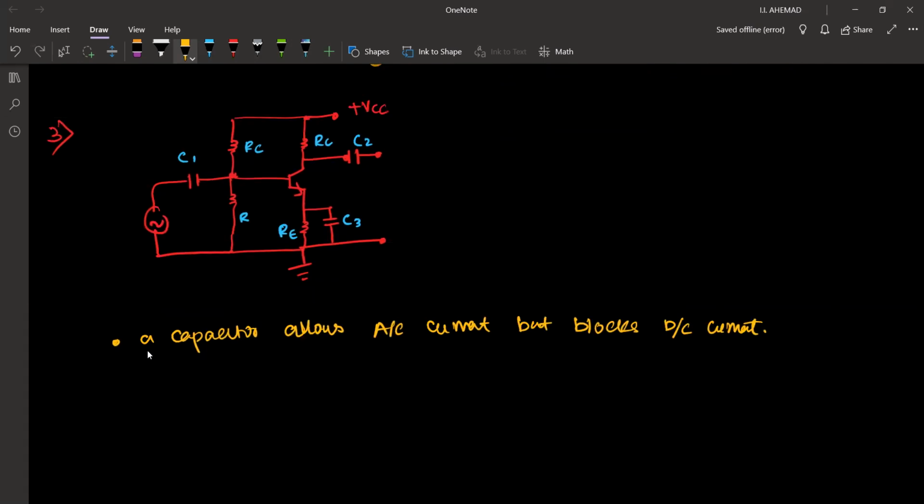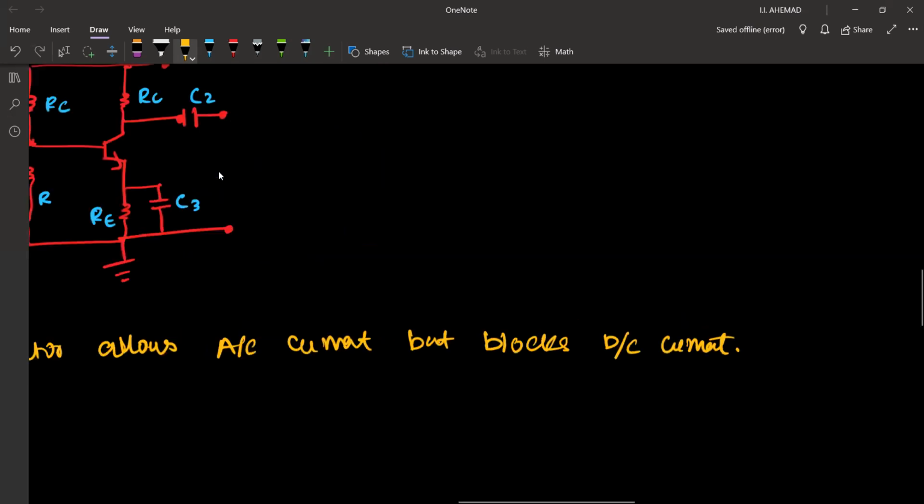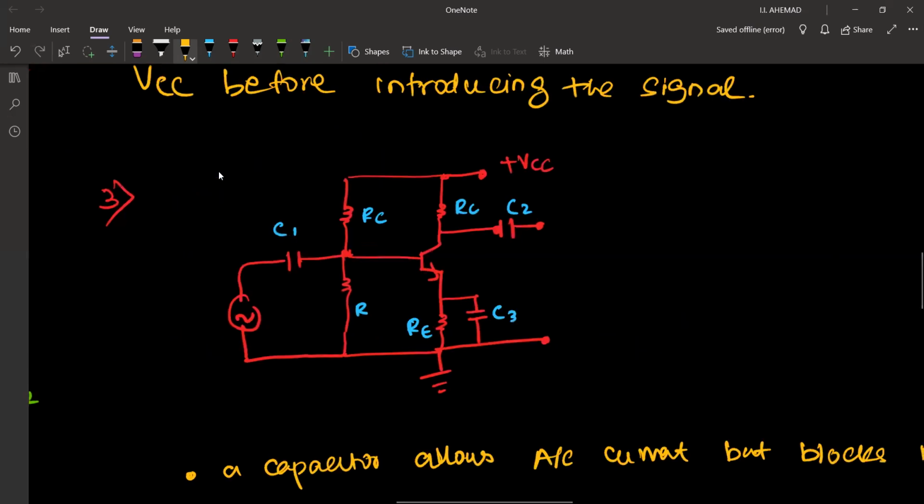Now, why do we need to block the DC current? You will understand the purpose clearly. Look, when we apply a signal, the current... Now let's say we don't have this capacitor over here. If this capacitor is not present, just like this, right? It is a short circuit path.